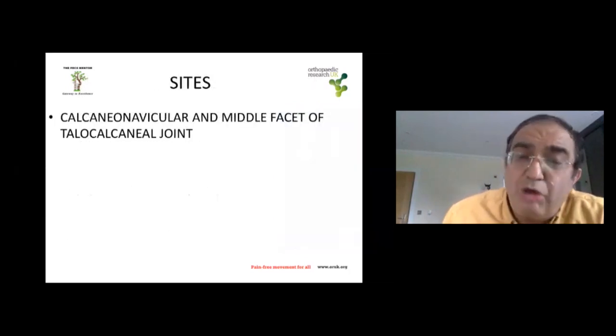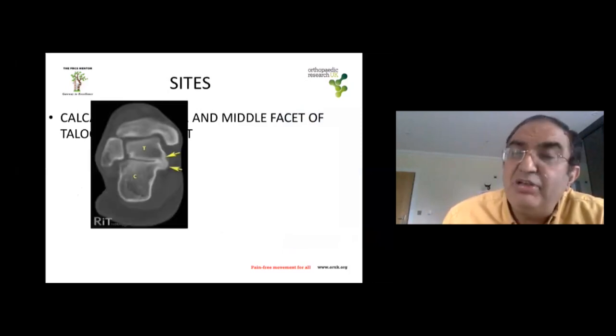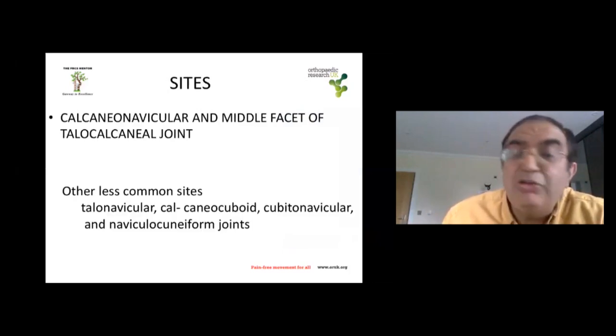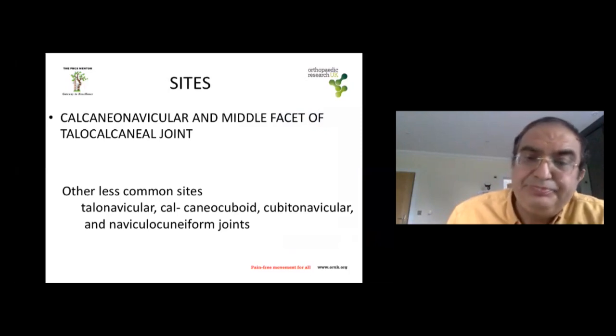So the commonest site is the calcaneonavicular site. And in the talocalcaneal site, it's the middle facet of the talocalcaneal joint. So this is the calcaneonavicular, and that's the middle facet of the talocalcaneal. There are other uncommon sites, but you don't need to know about them. The most common is calcaneonavicular and the middle facet of the talocalcaneal.